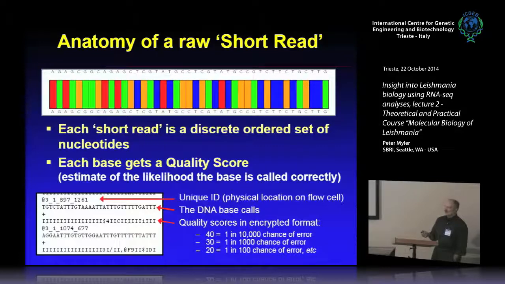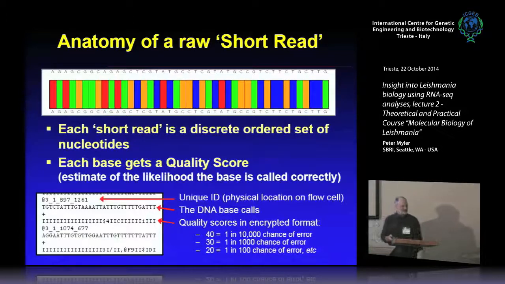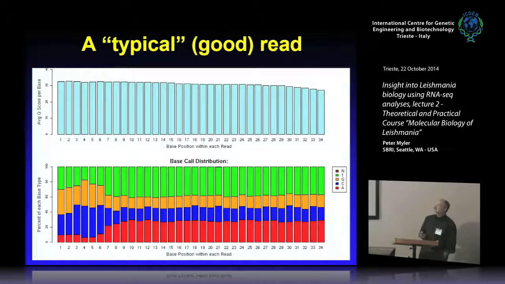In fact, these files are generally so large that most text readers won't actually open them. These files can be 1 or 2 gigabytes in size, depending on how many reads you've got in there. So, as I said, this is a typical good read. Good quality, even out to base pair 34.